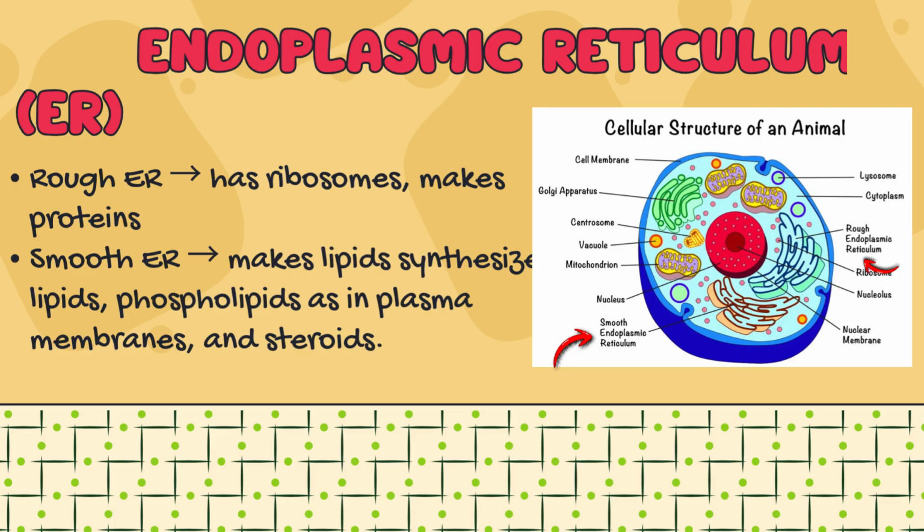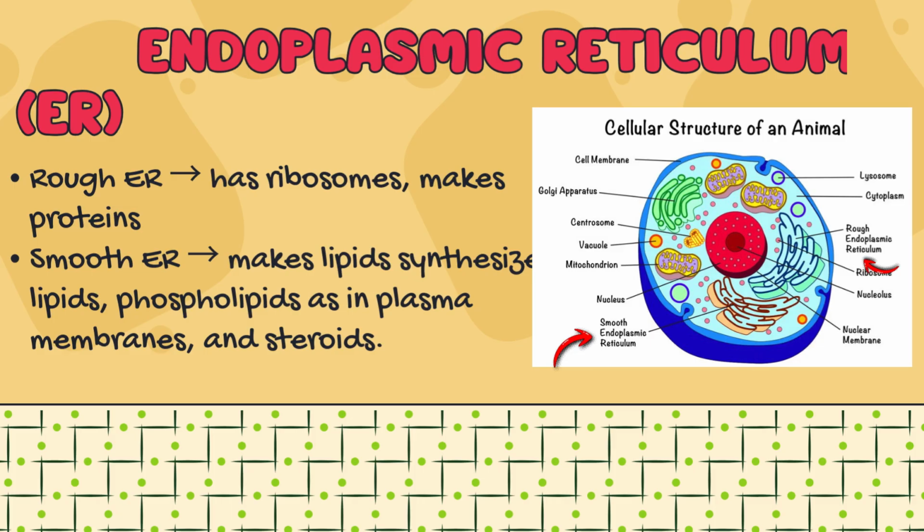And then the smooth ER makes lipids. It synthesizes lipids, phospholipids, and all of these lipids. You'll find this part of the cell, the smooth ER, in the testes, ovaries, or skin oil glands, because it's supposed to make lipids. Lipids are like fats, oil. So it also creates steroids. The smooth ER makes steroids as well.